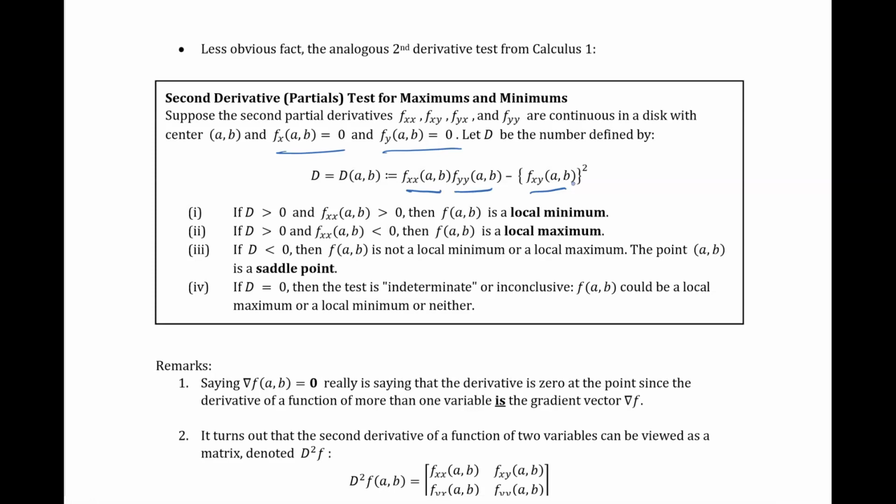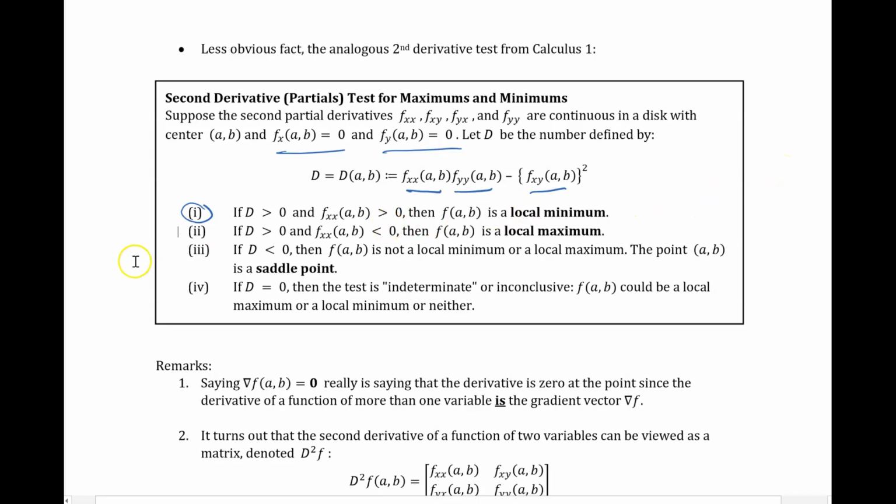If that quantity, that number D, is positive, and on top of that, the second partial derivative, so we're looking at option 1 here, the second double partial is positive, roughly speaking, that's saying that the graph is concave up locally, then we have a local minimum at the point (a, b). So the function value f(a, b) will be a local minimum.